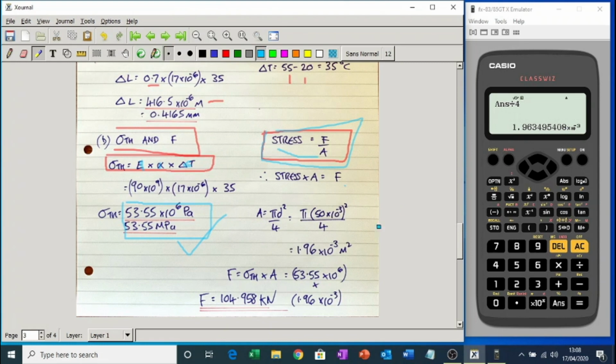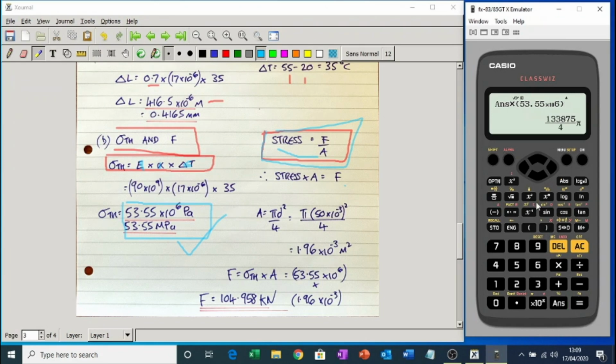So I'm going to keep that number in now, make it a bit more accurate, because I know that force is going to be thermal stress times by area. That's my area, I keep that in. I'm going to multiply it by 53.55 to the power 6.